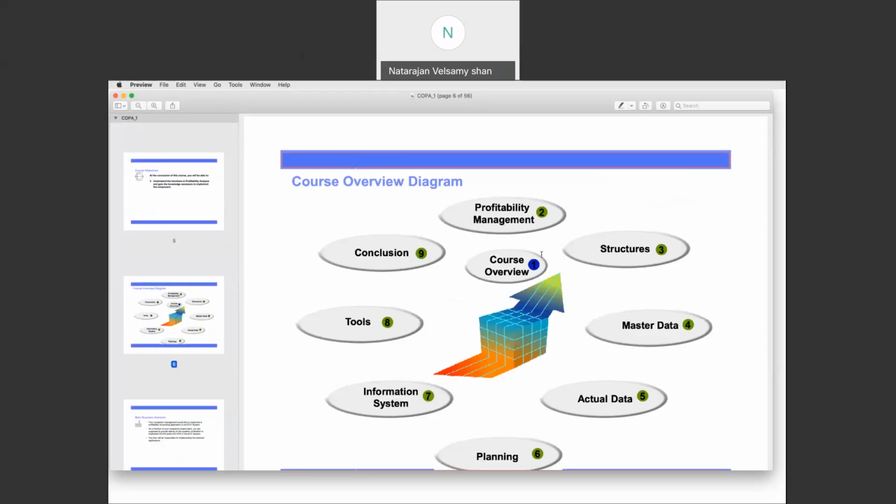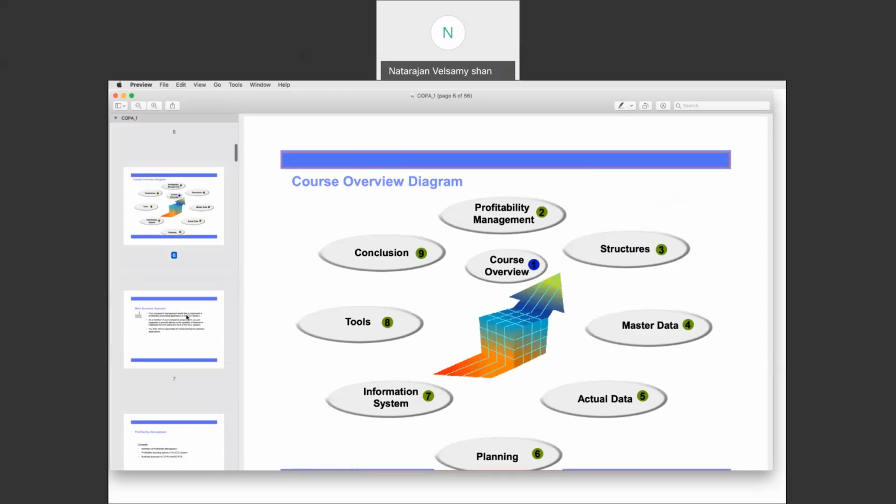This is the course overview diagram. It covers course overview, profitability management structure, master data, actual data, planning, information system, tools, and conclusion. There are 4 slides actually. So this is the first slide. I will cut at 10 to 12 minutes, and the rest will come as parts.